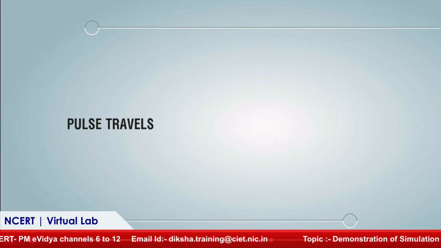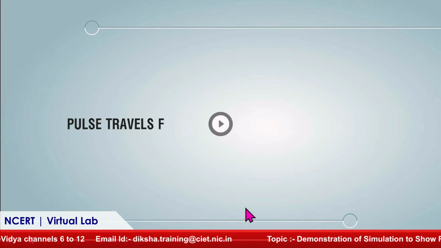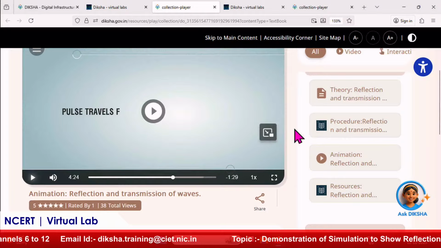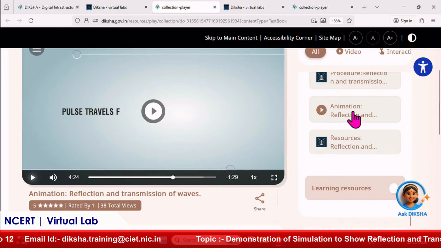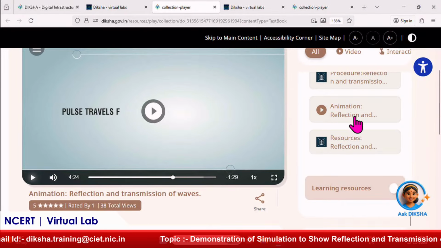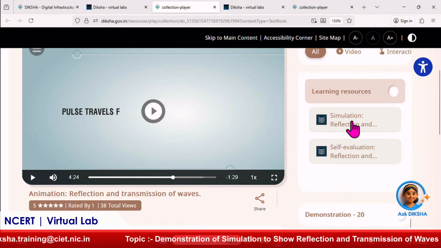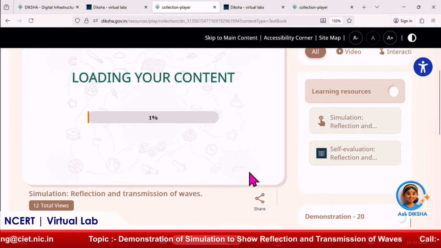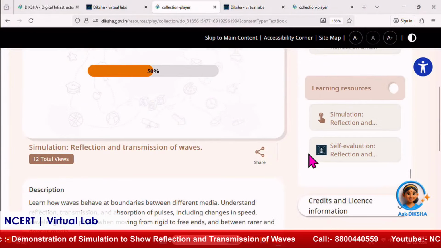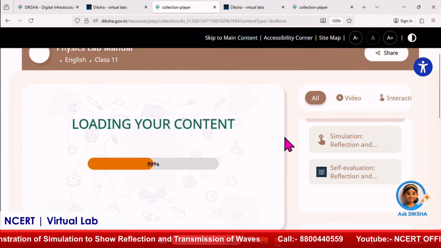So, in this way students get an idea of the entire experiment using this animation part, and then we will proceed to the simulation part, where we can actually do this experiment and understand this concept of reflection and transmission.